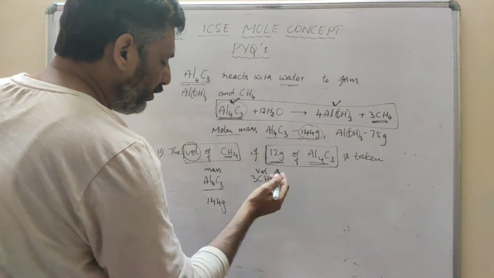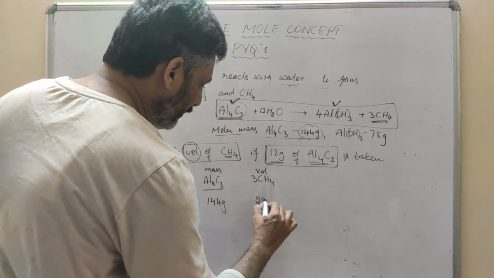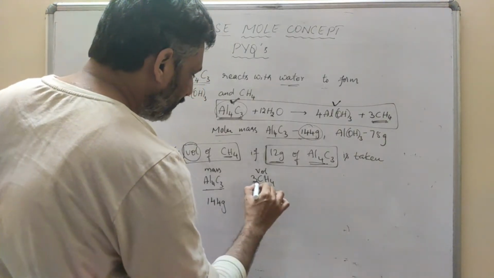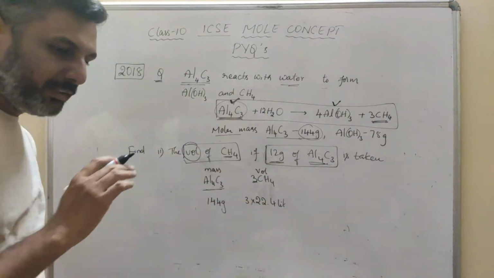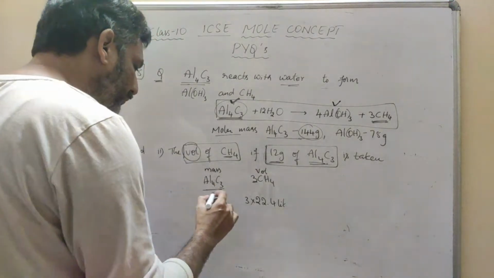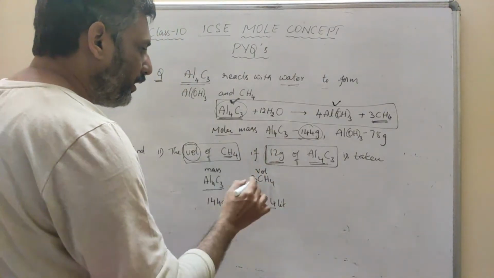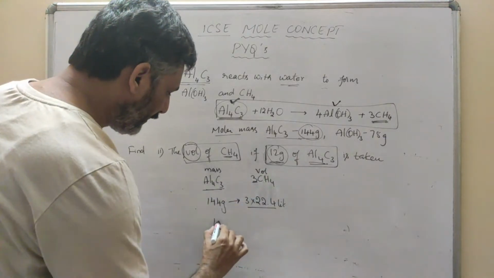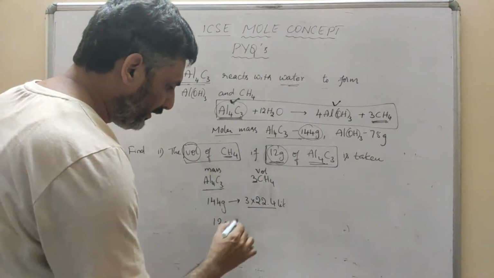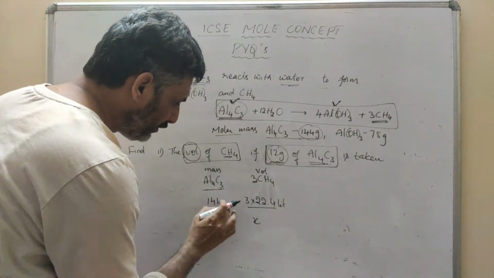And this is the volume of a gas, so you have to take the molar volume. What is the molar volume for any gas? 22.4 liters. And you have 3, so 3 into 22.4. So if you take 144 grams of aluminium carbide, this much methane you will get. Now if you are taking 12 grams of aluminium carbide, how much methane is produced? The same thing we'll do here also.